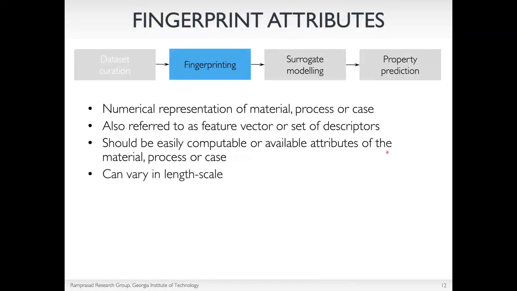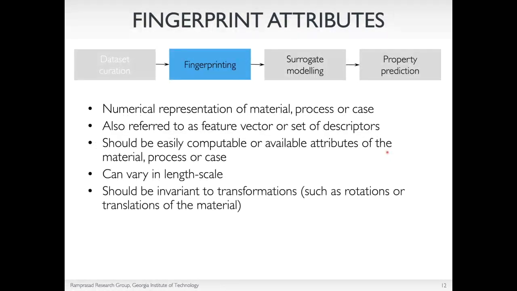They can vary in length scale. Those fingerprint components can be defined at the atomic level. They can be defined at the subatomic electronic level. They can be defined at the mesoscale level, macro scale level. They can be at different length scales. And I'm going to give you 3 examples shortly, and this will answer the question that was asked earlier.